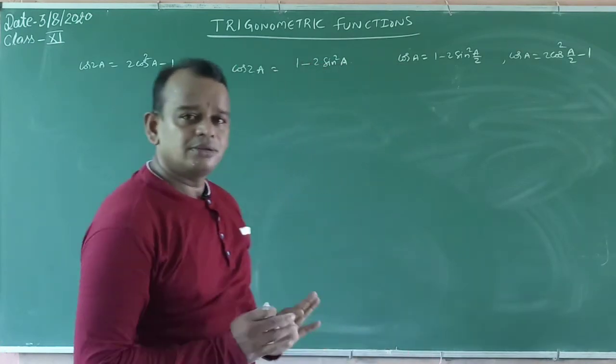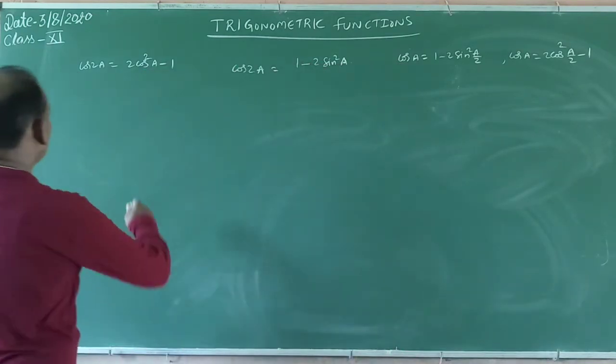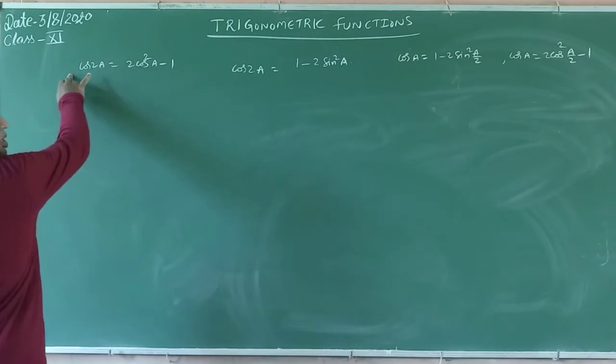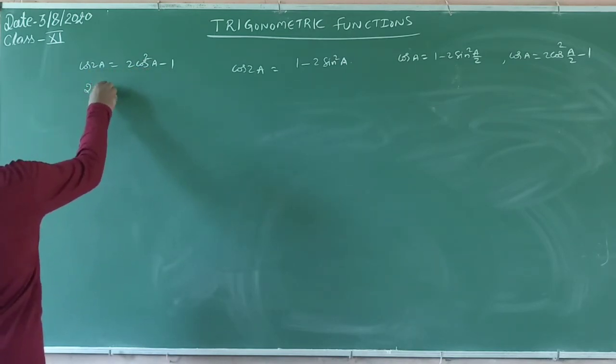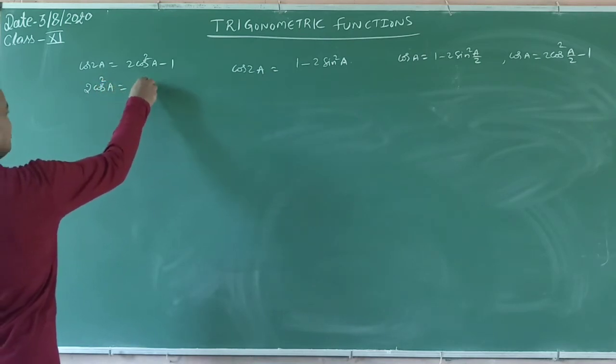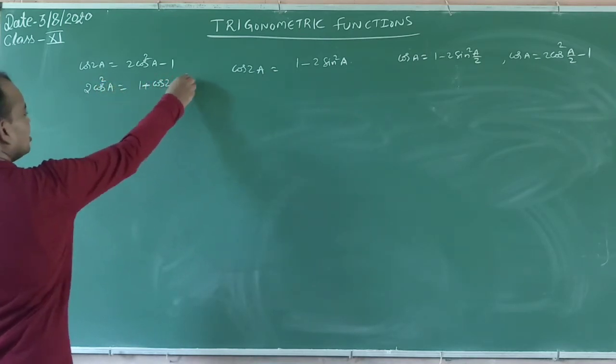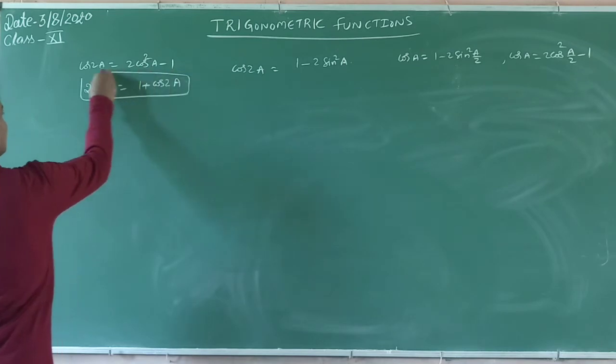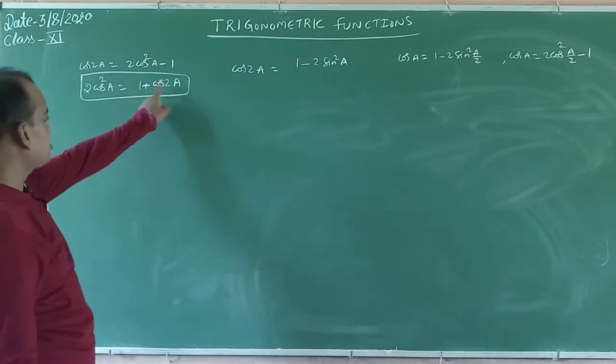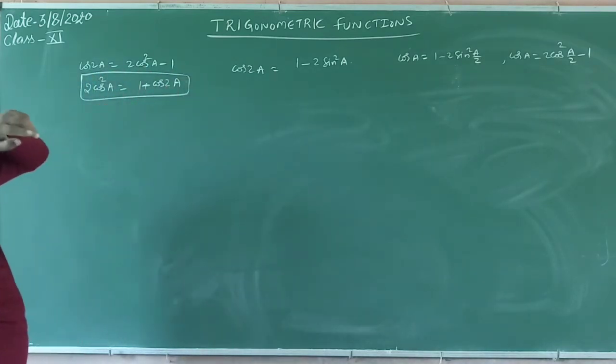I think you have understood. From here, minus 1 this side means plus 1. 2 cos square a equals 1 plus cos 2a. Remember this formula. 2 cos square a is equal to 1 plus cos 2a. Very, very important formulas. 1 plus cos 2a is equal to 2 cos square a.